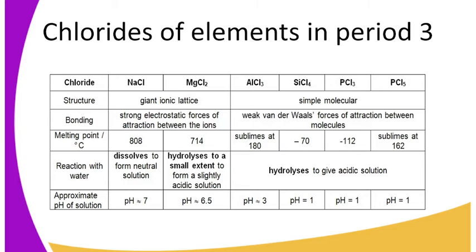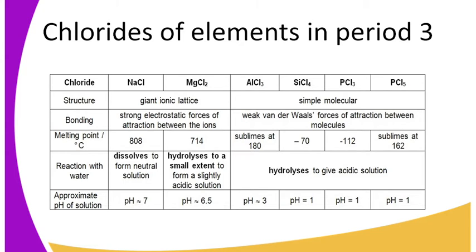Their melting point decreases across the period. Same with the boiling point. And the structure of sodium and magnesium chloride is a giant ionic structure, while aluminium chloride forms a molecular dimer. And silicon, phosphorus, and sulfur form a molecular structure.